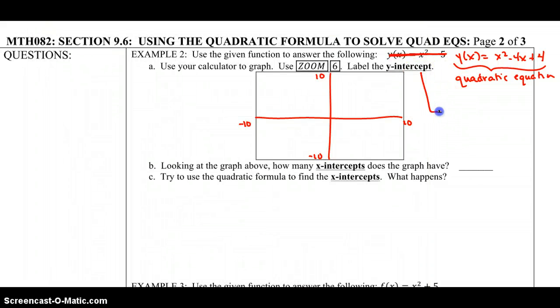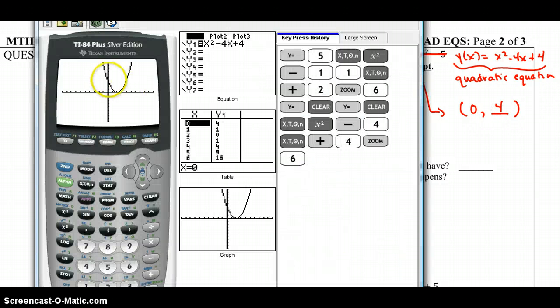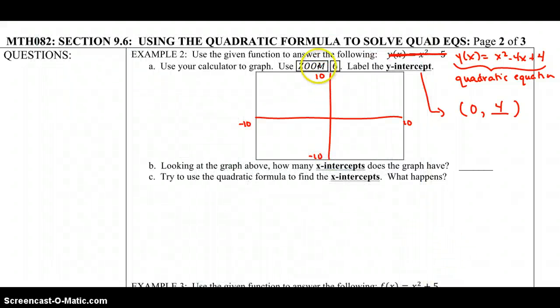So if we're looking for the y-intercept, it's our output when input is 0. So if we input 0 for x, we're going to get positive 4. And so on our graph, we saw that point there. So this kind of came down like this, or this was at 0, 4.